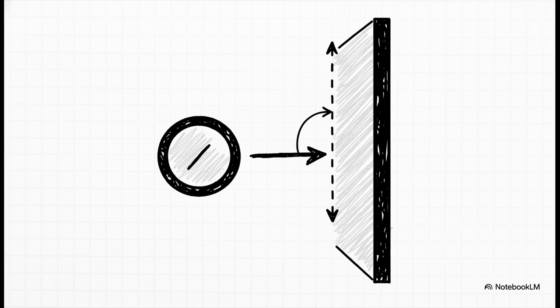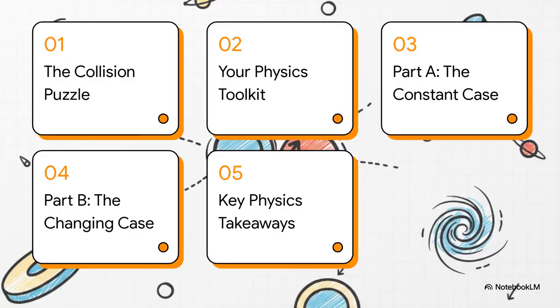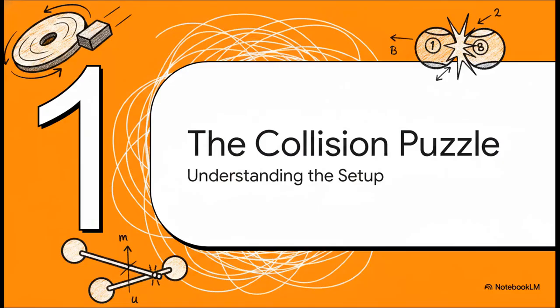Okay, that's the setup. Now what's our game plan? Simple. Here's our roadmap for today. First, we'll dissect the setup of the collision puzzle. Then we'll open up our physics toolkit and look at the laws we'll need. After that, we'll solve part A, then part B, step by step, and we'll finish up with the key takeaways you can use for other problems just like this one. All right, let's get into it.